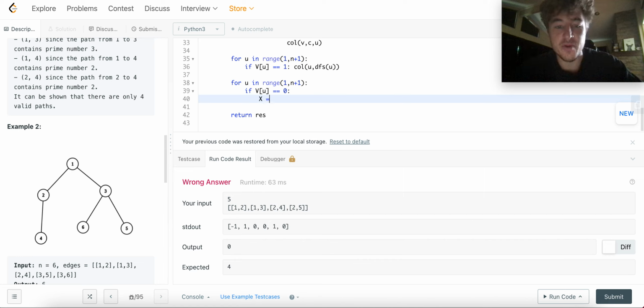Let's make that big value x, right? X is the sum of all your neighbors. Well, we can also do it the other way. So let's say x equals 0, all right?